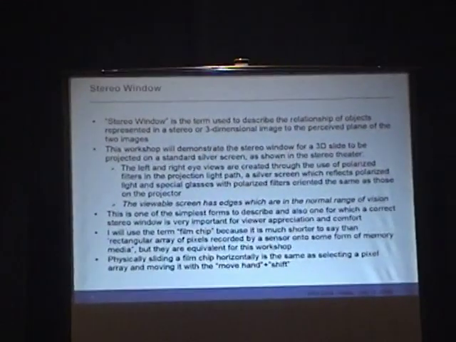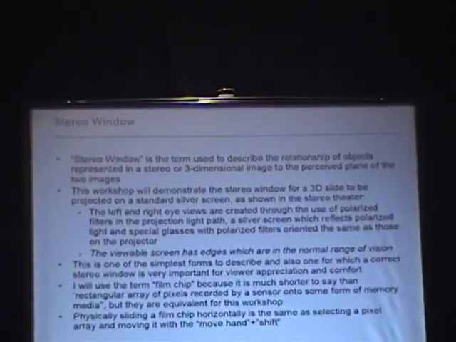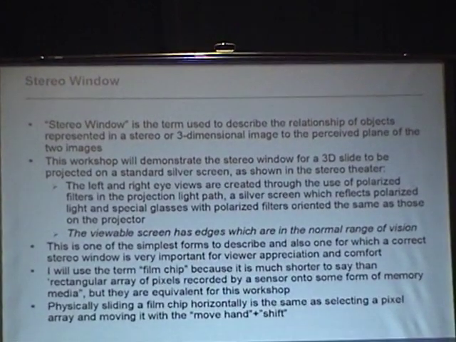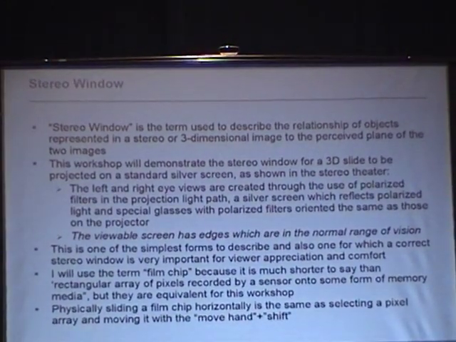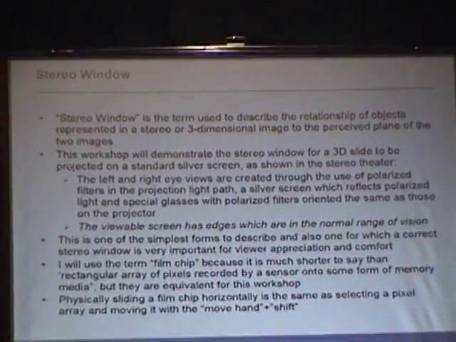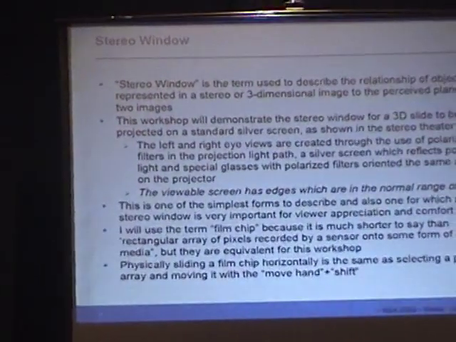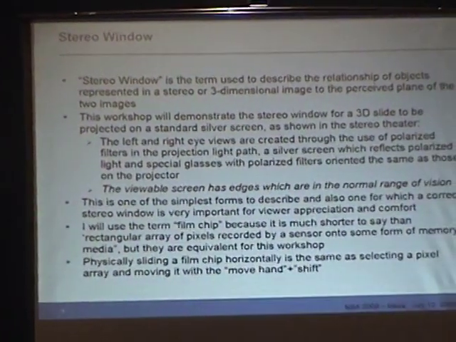This is the stereo window, and definitions of stereo window look something like this. Stereo window is a term used to describe the relationship of objects represented in stereo three-dimensional images to the perceived plane of the two images. This is the kind of definition that you can only understand if you already know what it is. It's of no value whatsoever to tell you anything. So I decided to define it this way, visually, in a tactile way.